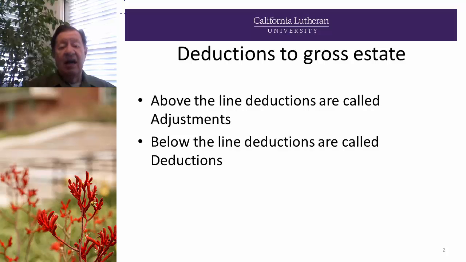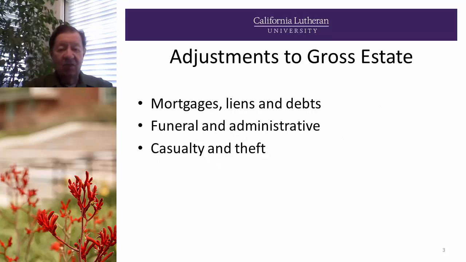So it's important to figure out what are adjustments of the deductions and which ones are not adjustments of the deductions. So we're going to have to watch ourselves on the deductions. You have to be careful when you read it. It talks about the adjustments to gross estate. These are things such as mortgages, liens, and debts. In other words, money owed by the estate at death.